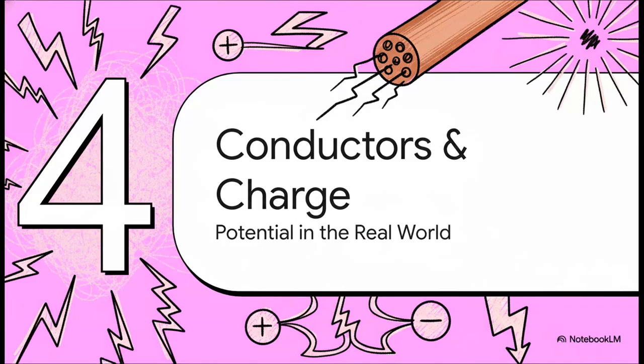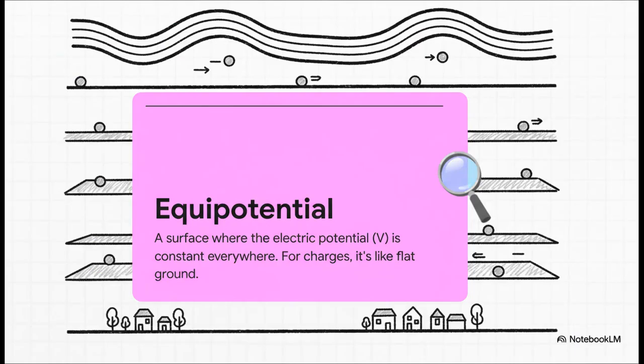Okay, the theory is great, but how does all this potential stuff actually play out in real materials that we use every day? Let's take a look at conductors. First, there's a key term we've got to know, equipotential. And it means exactly what it sounds like. It's a region or a surface where the potential is equal everywhere. So if our electrical landscape is a map of hills and valleys, an equipotential is like a perfectly flat, perfectly level plane. There's no downhill anywhere, so charges have no reason to roll.